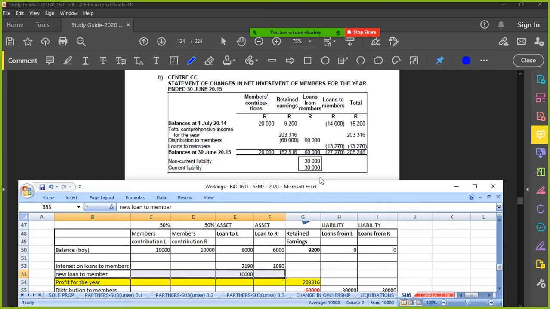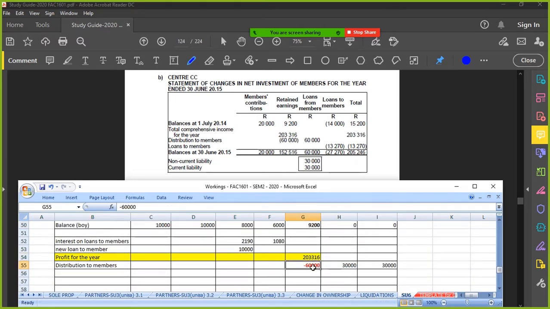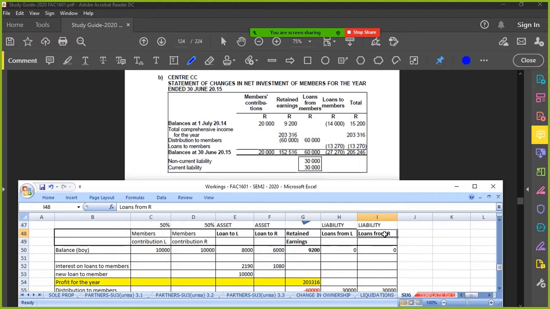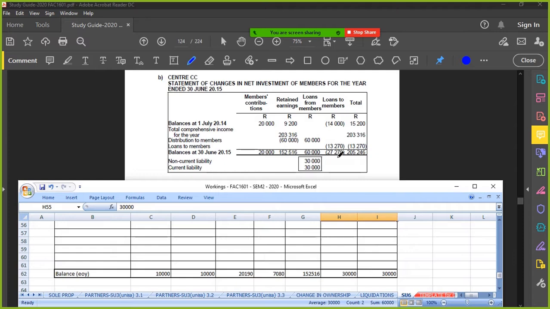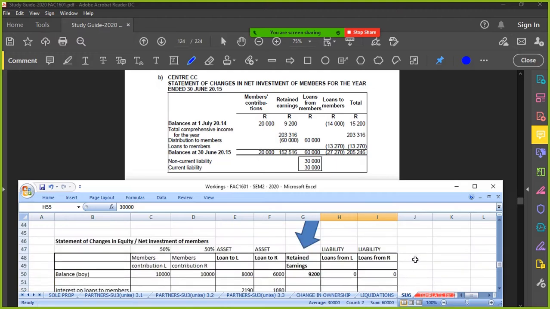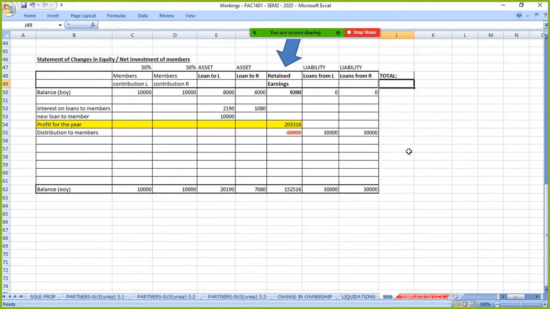Okay, what else do they have? The retained earnings, we had that. We had the same amount, we did the distribution. Good. The loans from members, we did that. L got a share, R got a share. That's fine. Just shown separately. Right, everything looks fine. Obviously, there's a total column here. It's not often that you need to ask for a total. So I don't often do it because it's normally not asked for. But if you want it, let me just show you how you would do it.